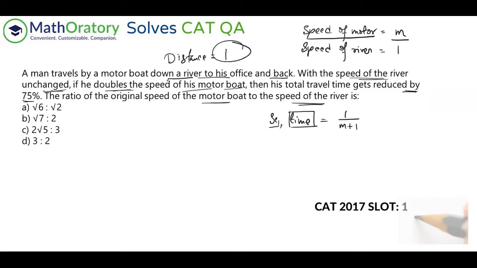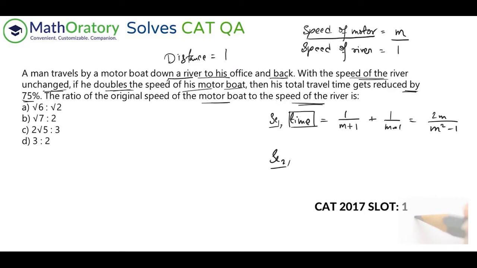Because 1 is the distance, m is the speed of the motorboat, and 1 is the speed of the river, right? So I hope you are aware of these basic ideas. So 1 by (m plus 1) is the time in downstream, and 1 by (m minus 1) will be the time in upstream, right? Now if you just quickly resolve this LCM and check the numerator, you'll get something like this: 2m by (m square minus 1). This is the time in the first scenario. And what about the time in the second scenario?